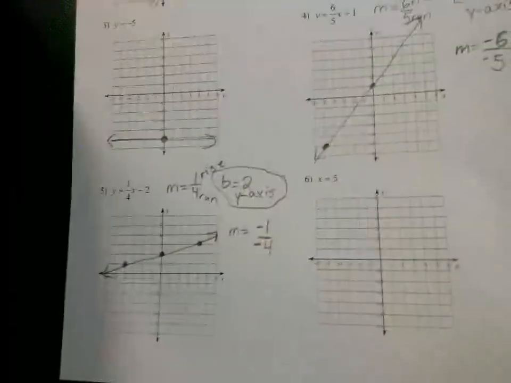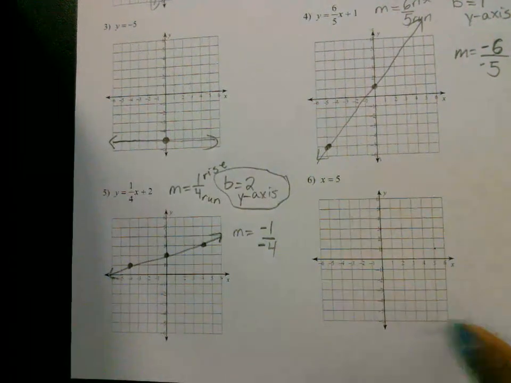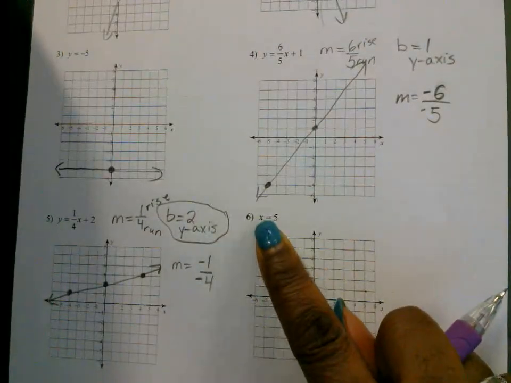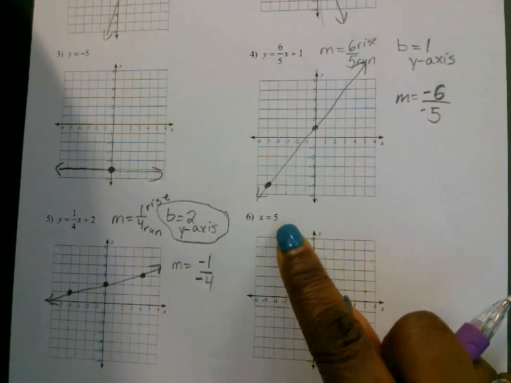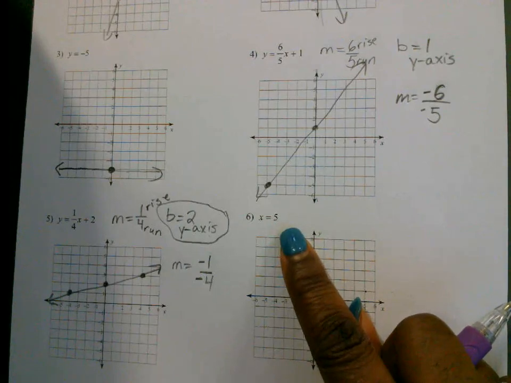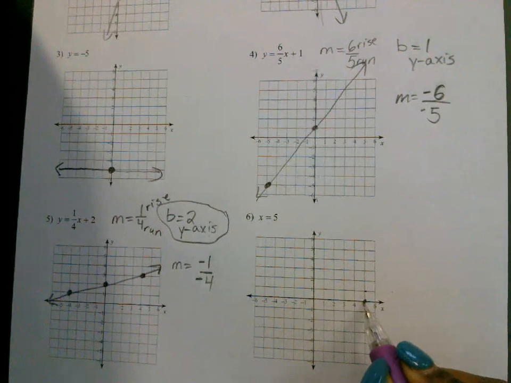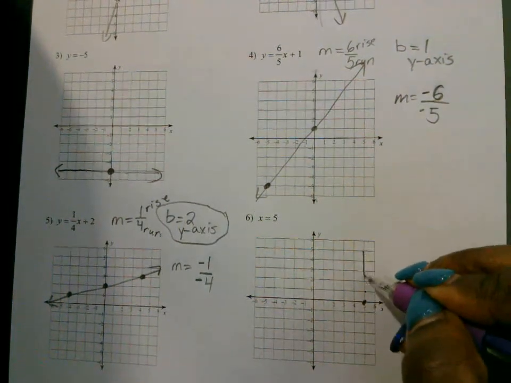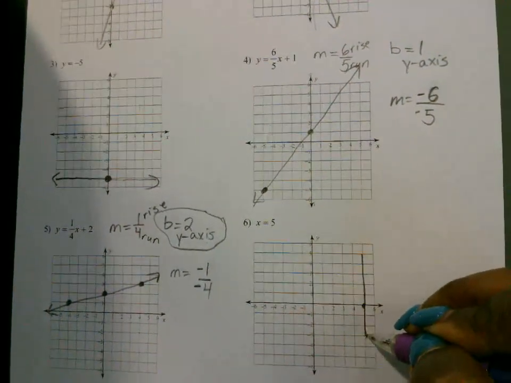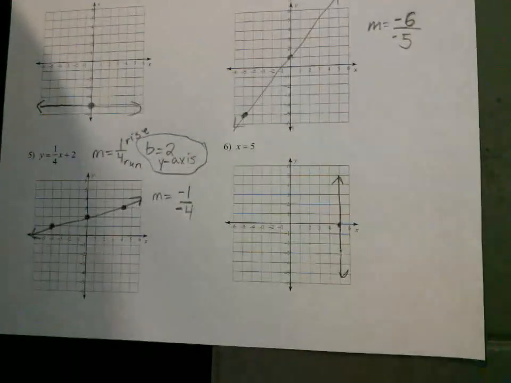See if you can do number 6. Number 6 is just like the warm up. We'll pause for the calls. Okay, so look. The number is x is equal to a single number. So that means it's going to go through the x-axis at 5. Find 5 on the x-axis right here. It's going to go through 5 on the x-axis. This is x is equal to 5. Any questions?